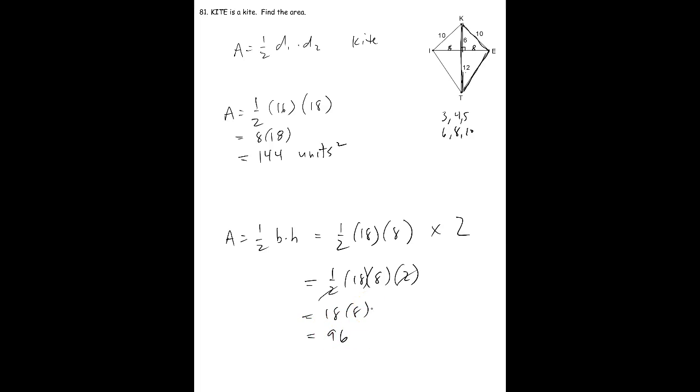So again, approach 1 is to memorize the formula. Approach 2 is to just think about the triangles and bust it apart that way and add up the pieces.